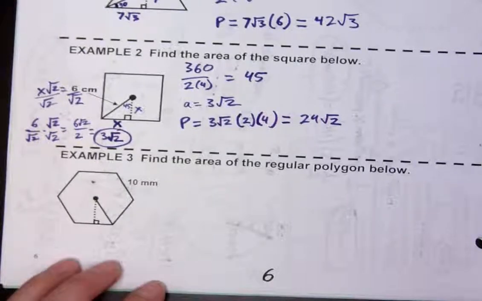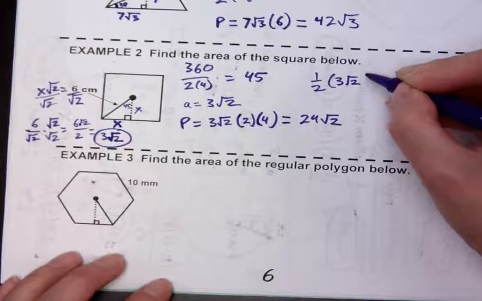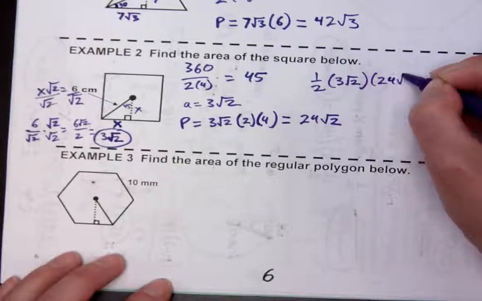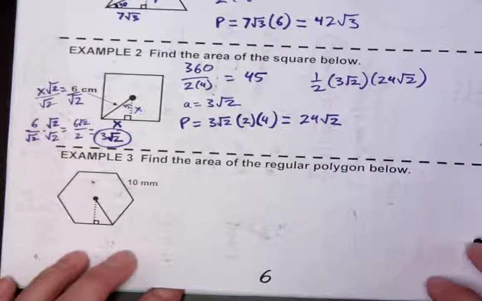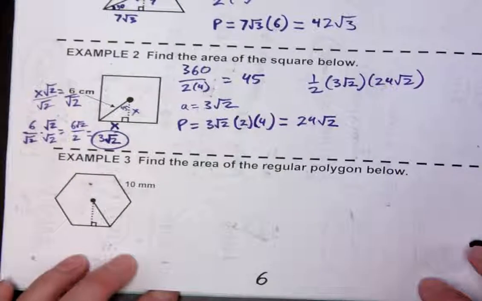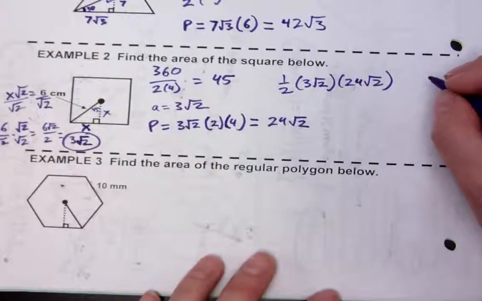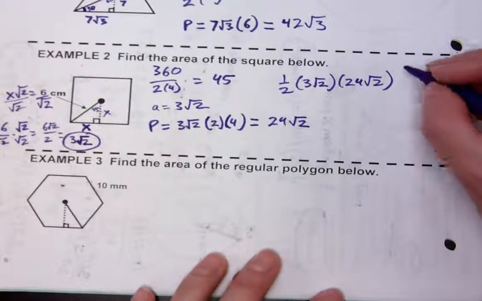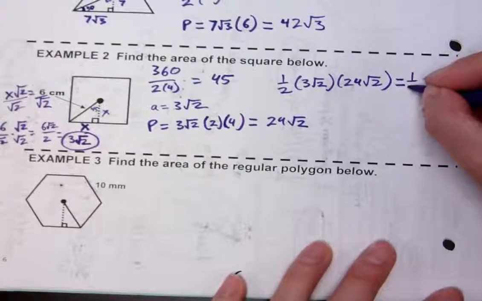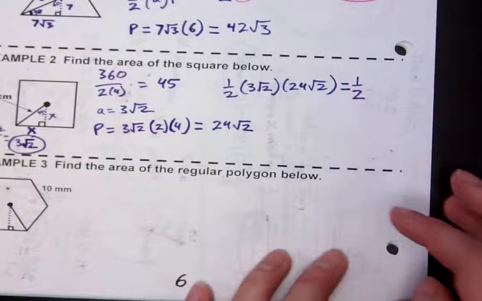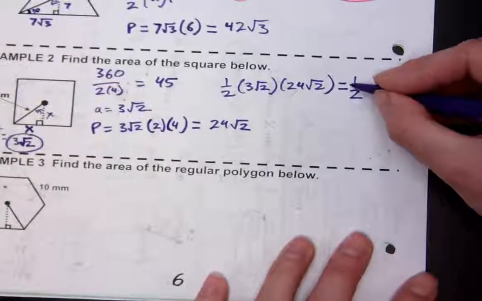And then I just plug it in, so 1/2 times 3 root 2 times 24 root 2. 72 root 4, or 72 times 2, right? Because it would go to 4. All right, so let's do it step by step. Or you could plug that in your calculator, but just remember we aren't doing decimal answers on these if it's special rates. It does come out to 72.